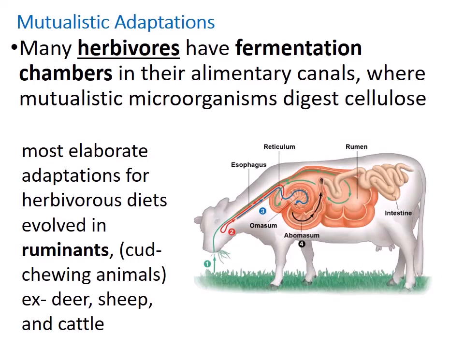So many herbivores even have fermentation chambers in their alimentary canals where those mutualistic organisms can digest cellulose. I know on our zoo trip, they usually talk about this to some degree. So the most elaborate adaptations for herbivore diets are in the ruminants, which are your cud-chewing animals like deer and sheep and cattle. And you can see that they have multiple stomachs there.